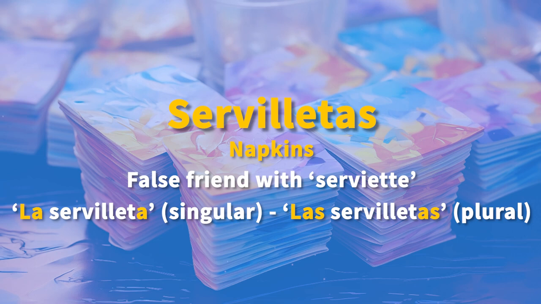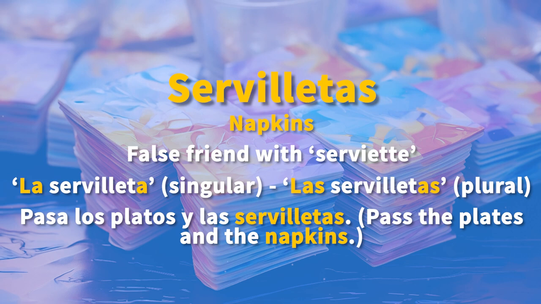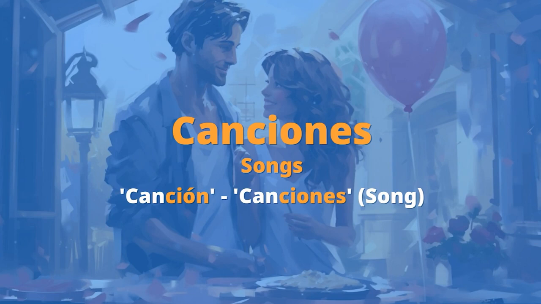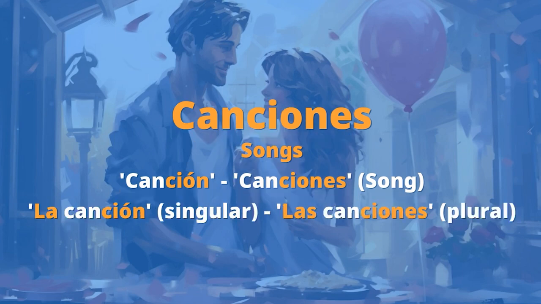As we've seen, the plural form of la is las. And in terms of the noun, if it ends in an A, you simply add an S at the end to make it plural. For example, pasa los platos y las servilletas, which means pass the plates and the napkins. If a female noun ends in a consonant, you add ES to make it plural. For example, the word canción, meaning song, is feminine, despite not ending in an A. The plural of la canción is las canciones.